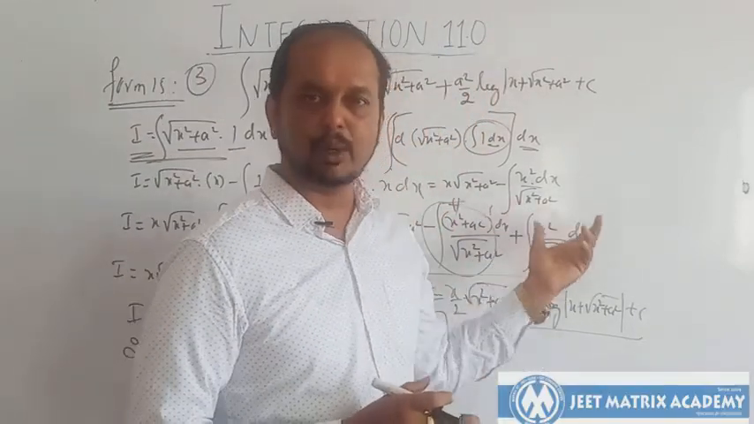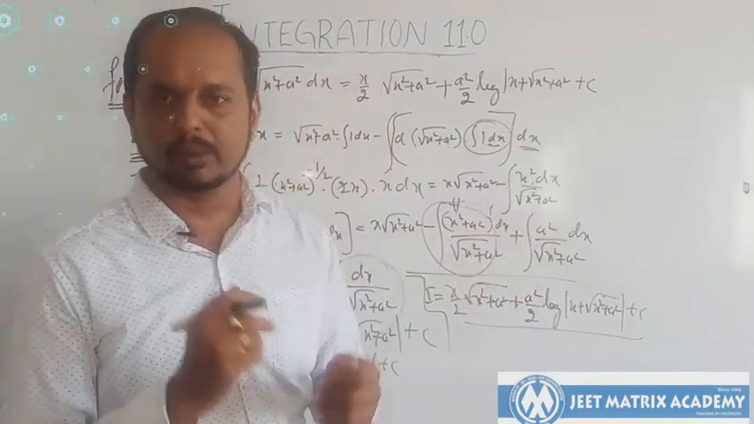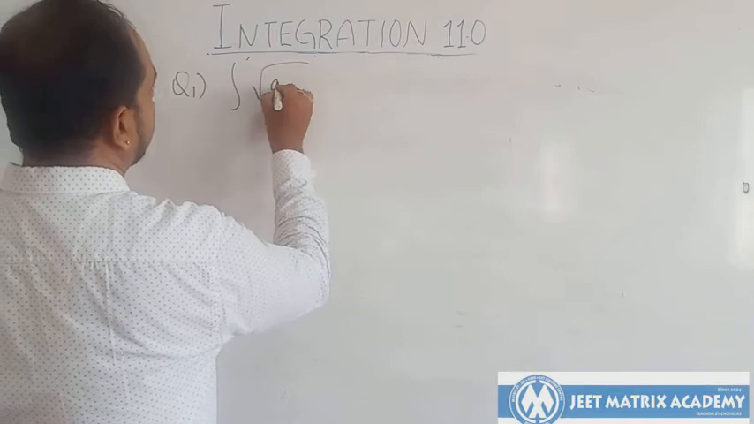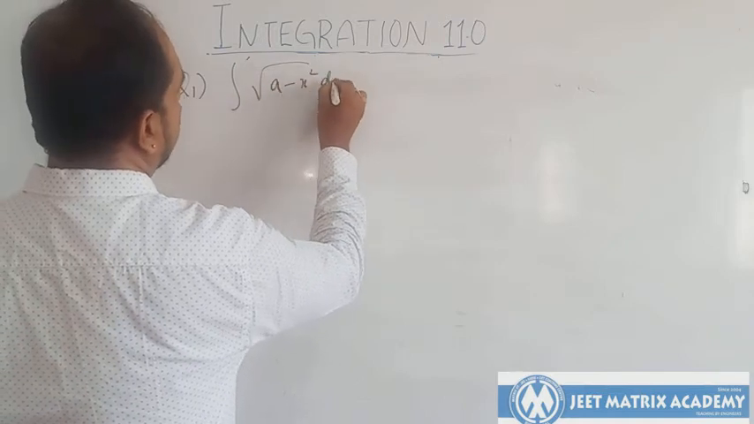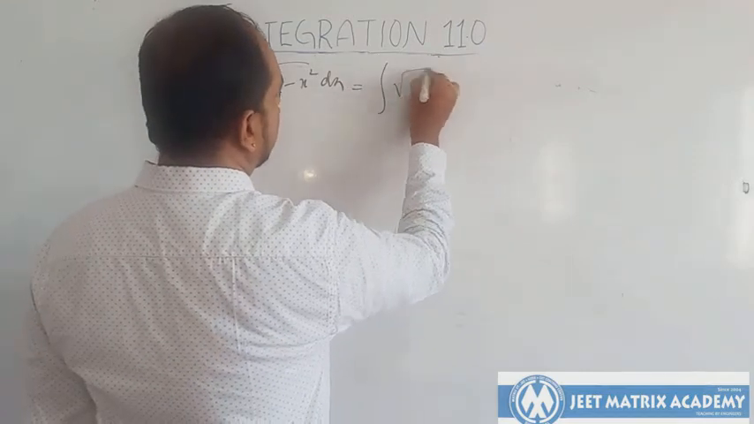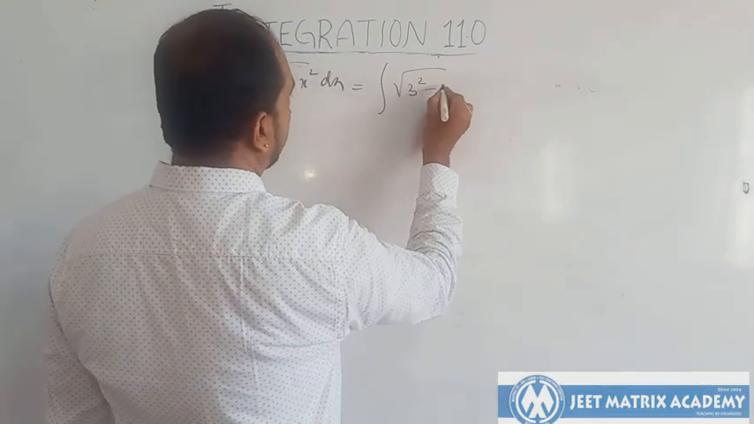So we'll see a few simple problems based on these forms. First question, question number 1: the integration of root of 9 minus x square dx. So I can rewrite this as the integration of root of 3 square minus x square.